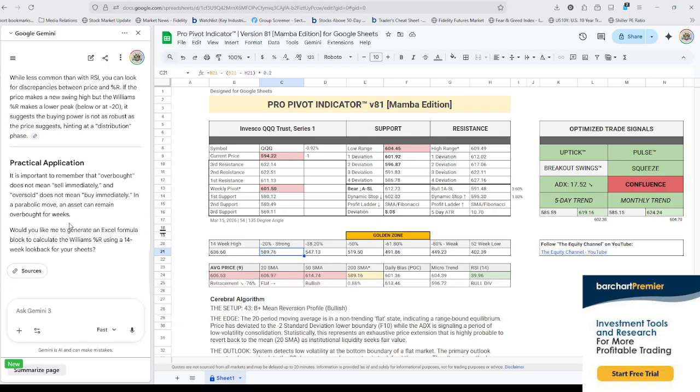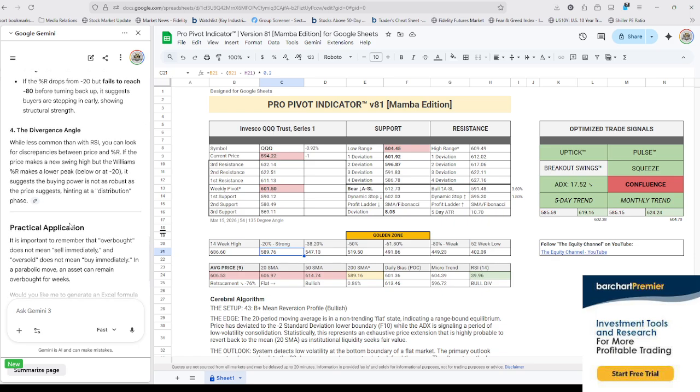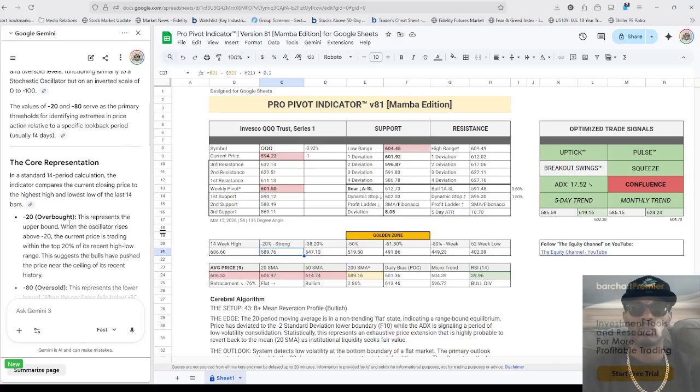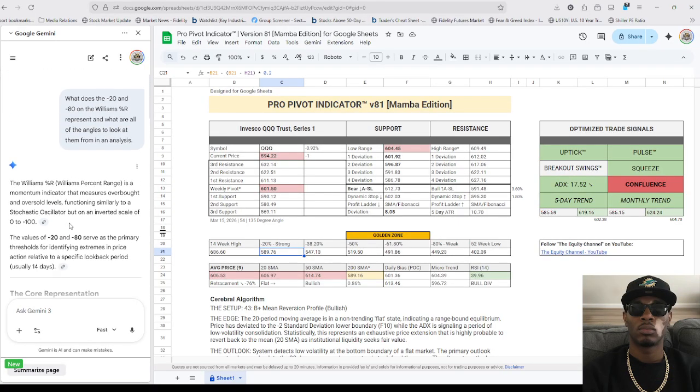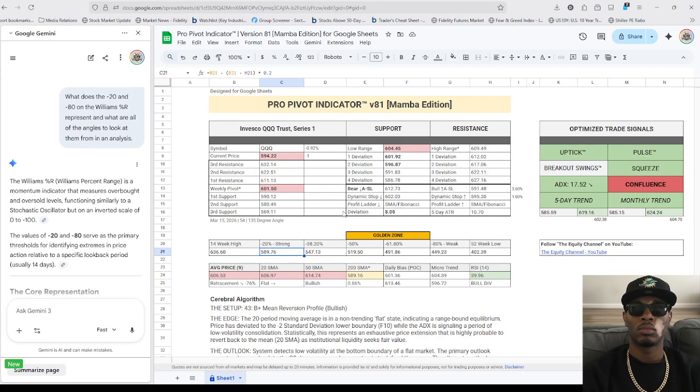Practical application. It is important to remember that overbought does not mean sell immediately, and oversold does not mean buy immediately. In a parabolic move, an asset can remain overbought for weeks. All right. So let's talk about this over here.